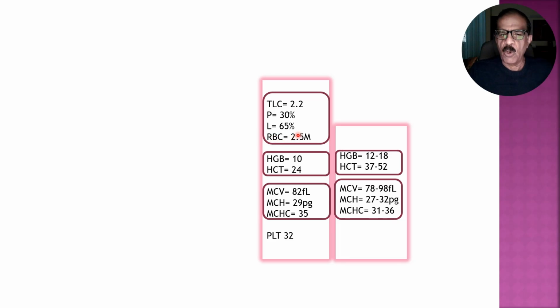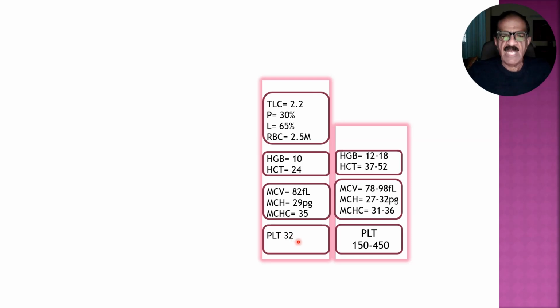And RBC count is also reduced. So this would typically point toward aplastic anemia. And similarly, platelet count is also reduced. So in aplastic anemia, you actually have pancytopenia. All 3 cell lines are reduced. You have a reduction in RBCs, a reduction in WBCs, and also a reduction in platelets. So that would be very suggestive of bone marrow depression, aplastic anemia.